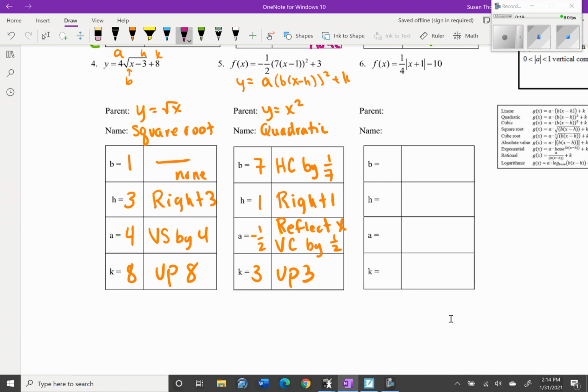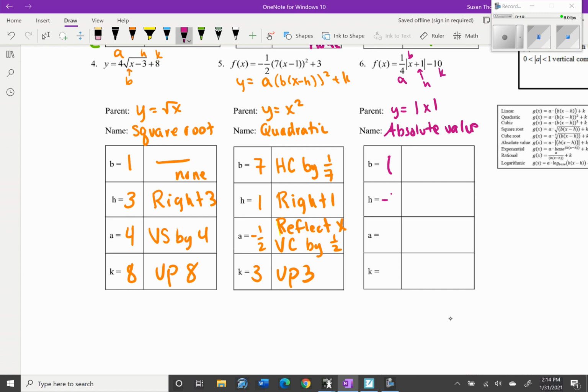So then the next one, I see the absolute value bar. So that tells me y equals the absolute value of x is my parent graph. So this is my a, my b would be in front of my x, this is my h, and my k. So b, if it's not there, it's 1.